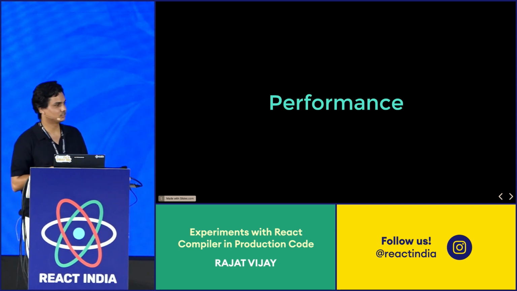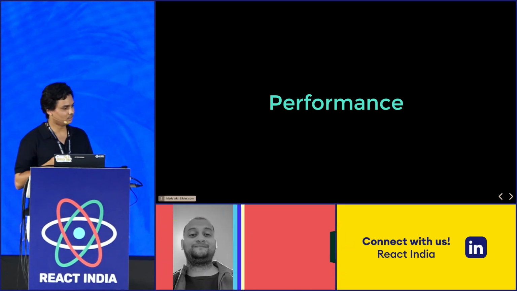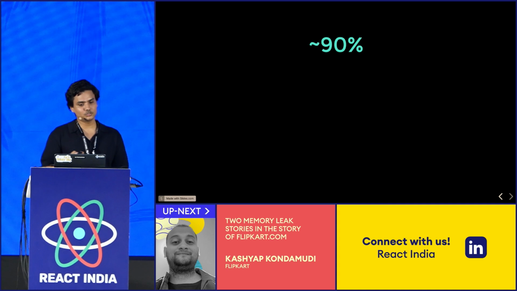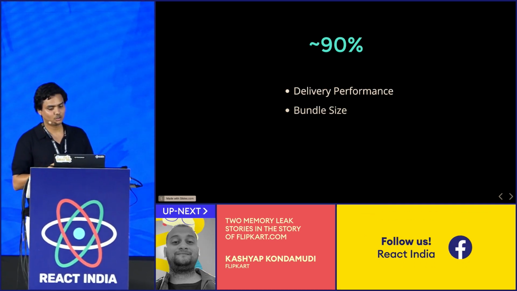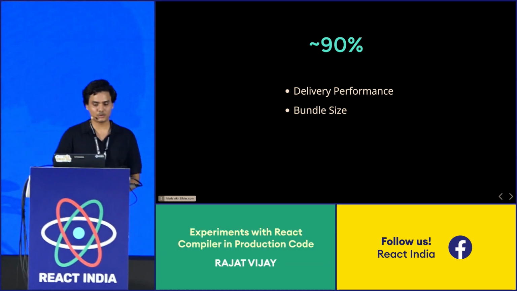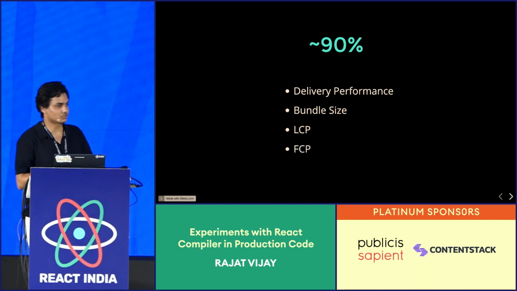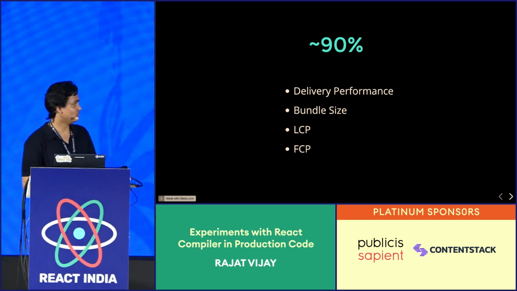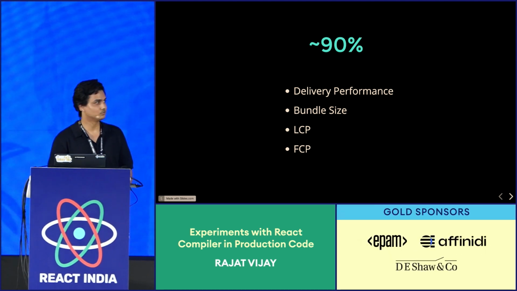What about the performance? That was one of our major expected gains out of the React compiler, right? Let's first understand what performance actually means. 90% of the time when we talk about performance, we talk about delivery performance or bundle size. If we go one level higher, we talk about LCP, which actually affects our users, or FCP, which again affects our users. LCP is largest contentful paint, and FCP is first contentful paint. But all of these metrics are very rarely impacted by the React compiler. So again, we are back to square one.